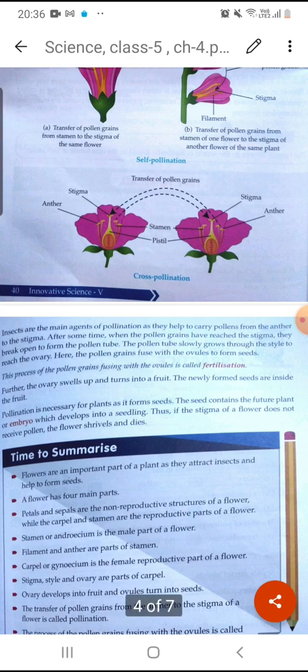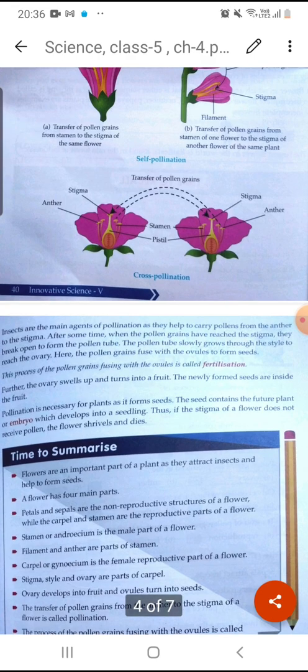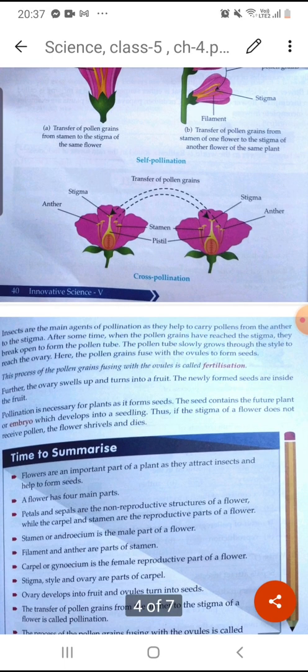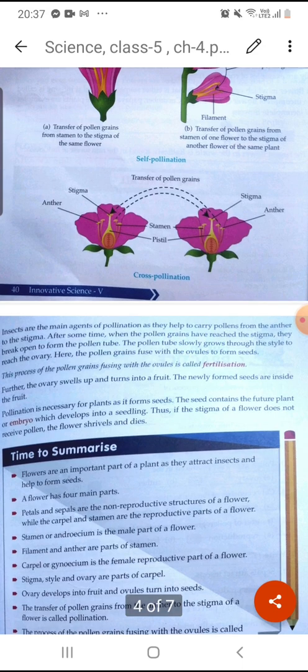Now after fertilization, the ovary, that swollen part, turns into fruit, and the newly formed seeds are present inside the fruit. The ovary will convert into the fruit, and the ovules will convert into the seeds. Pollination is necessary for plants as it forms seeds and also fruits. The seed contains the future plant, or the embryo, which develops into a new seedling.